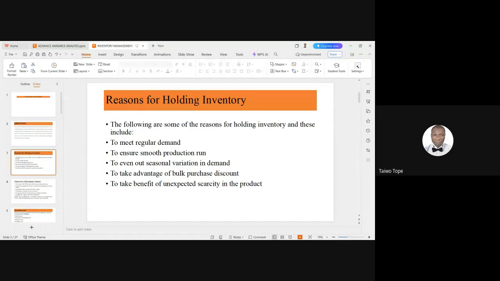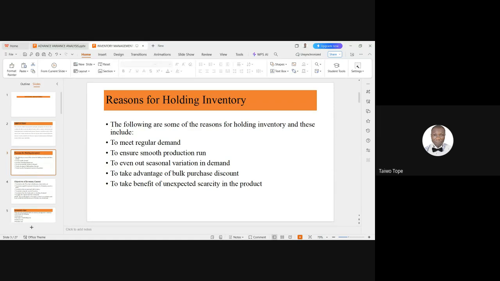So you need to hold inventory to meet regular demand and to ensure smooth production runs, so that the store man will not tell you there is no more raw material to produce, which means there will be a production breakdown. So in order to ensure smooth production runs, you must always hold inventory.